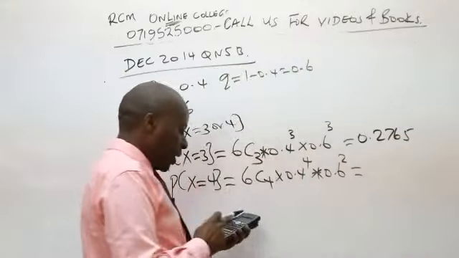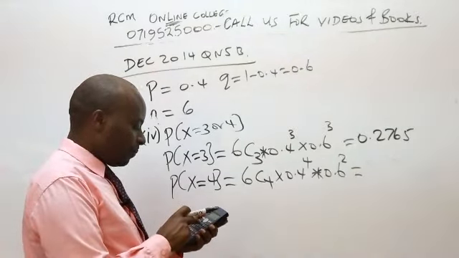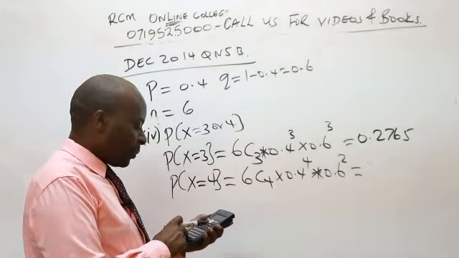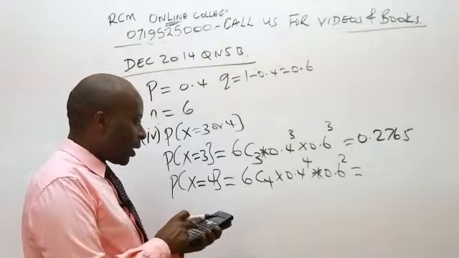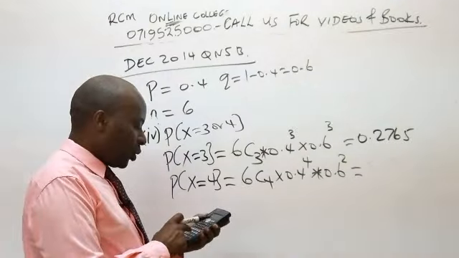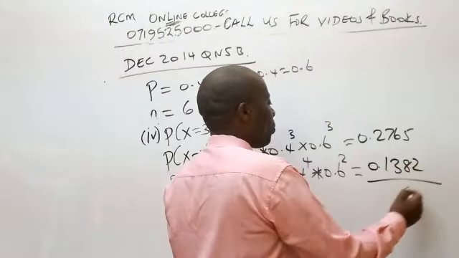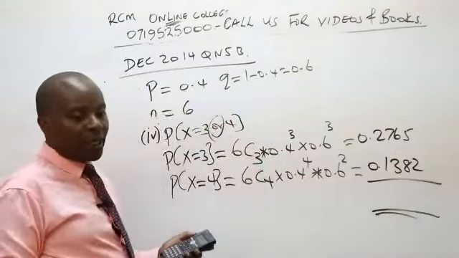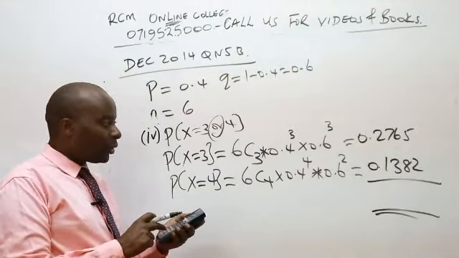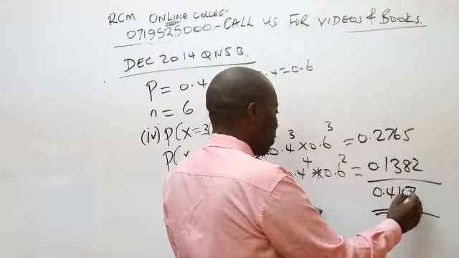So ladies and gentlemen, what you'll need to do right away is to have your calculator and evaluate this. So this will be 6 combinations 3 times 0.4 raised to power 3 times 0.6 raised to power 3, which gives me 0.2765. And then we have 6 combinations 4 times 0.4 raised to power 4 times 0.6 raised to power 2, which gives me 0.1382. Please add the two because of the word "or": plus 0.2765, which gives me 0.4147.